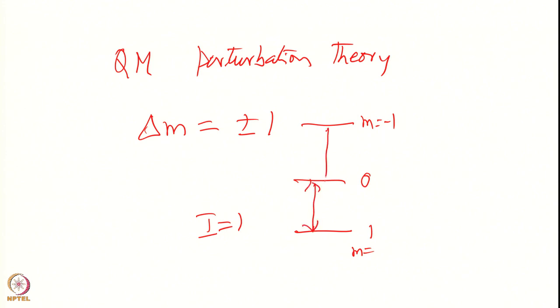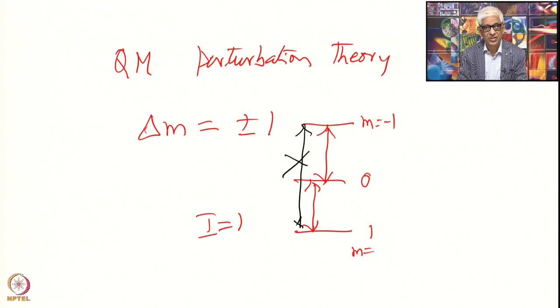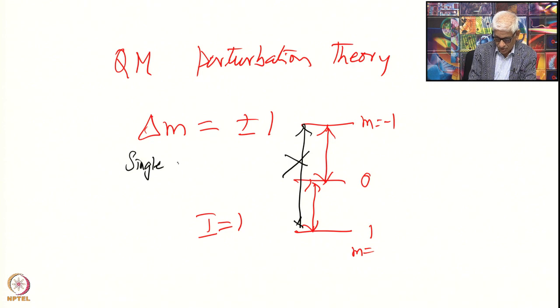We can have a transition between these two levels. So, these are both delta m is equal to plus minus 1. But this transition is not allowed. This will not be allowed because that black one has delta m is equal to 2, and that is typically known as the double quantum transition. Wherever there is delta m is equal to plus minus 1, this is called as single quantum transition.